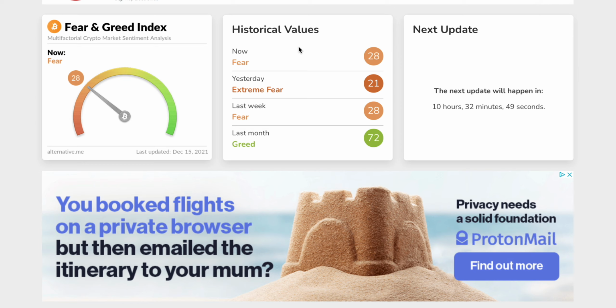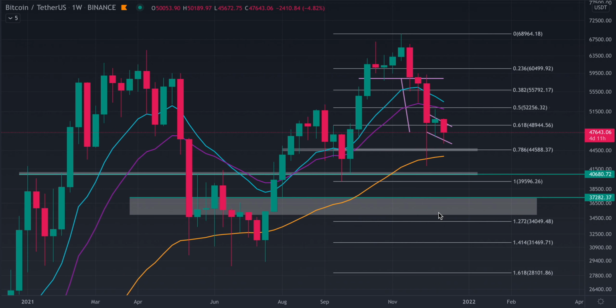Look where we are right now. We're at 28, guys. Literally after a little pump, the tiniest pump, we went from 21 extreme fear to 28. It just shows you how quickly the sentiment changes, and for me this is screaming for another dump, because I just think it's gone too high. Of course I may be wrong and you don't have to agree with me.